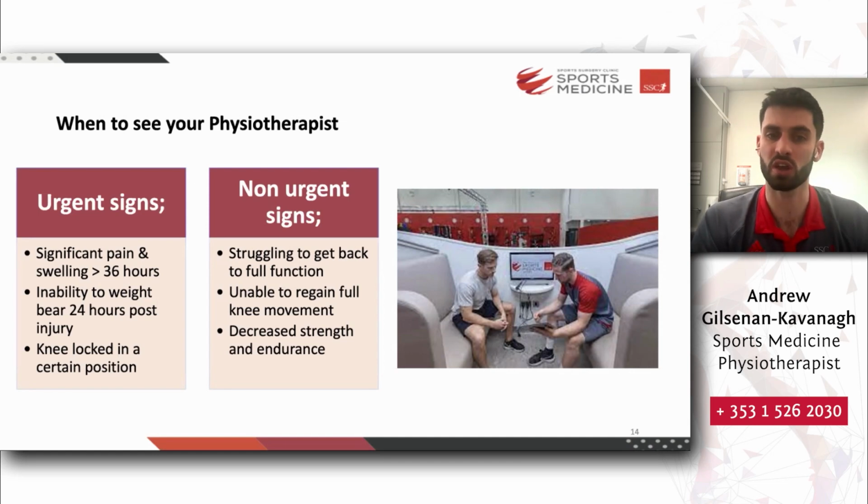Some of the non-urgent signs: if we're struggling to get back to full function, so we just feel like this injury is lingering, we're able to manage on a daily basis, but perhaps we can't get back to more higher level tasks. Unable to regain full movement in the knee, so perhaps we're struggling to fully straighten out the knee or fully bend the knee. And a decrease in strength and endurance.